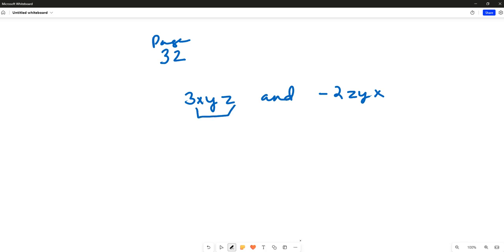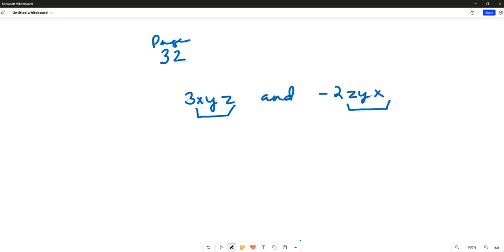Okay, now let's move on to 3.B, like terms. This is on page 32. Remember that like terms are terms whose literal components represent the same number regardless of the number used to replace the variables. So 3xyz and negative 2zyx are like terms because their variables are exactly the same.